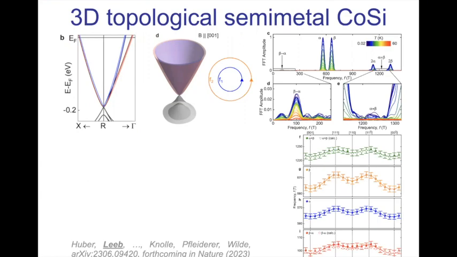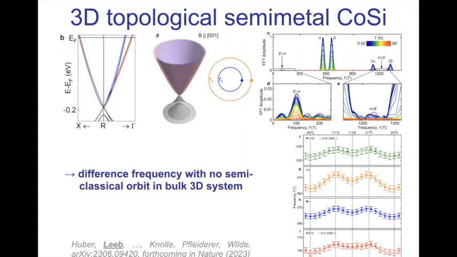And you can see that alpha and beta have some angular dependence, some dispersive part, which is different for alpha and for beta. So also the difference frequency will have some angular dependence. And then we just compared our measurements for different angles with our predictions from our measured main frequencies. And you can see it corresponds very nicely here, the calculated frequencies and the measured frequencies within the error margins. So the essential outcome here is that we observe a difference frequency which does not have a semi-classical orbit in a bulk 3D system here.